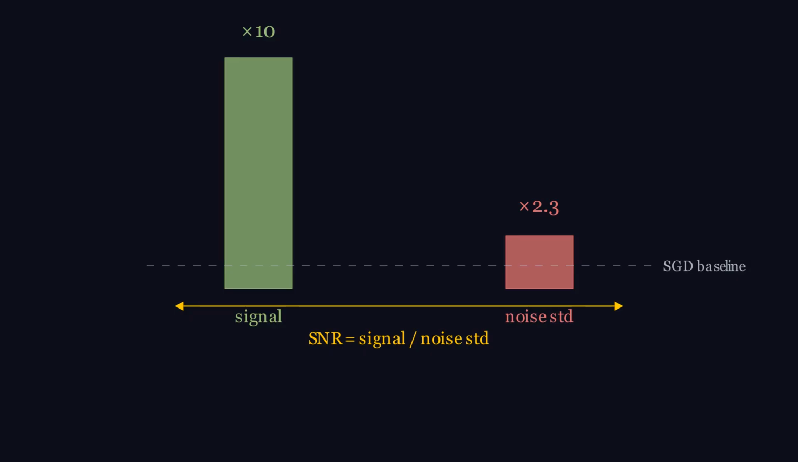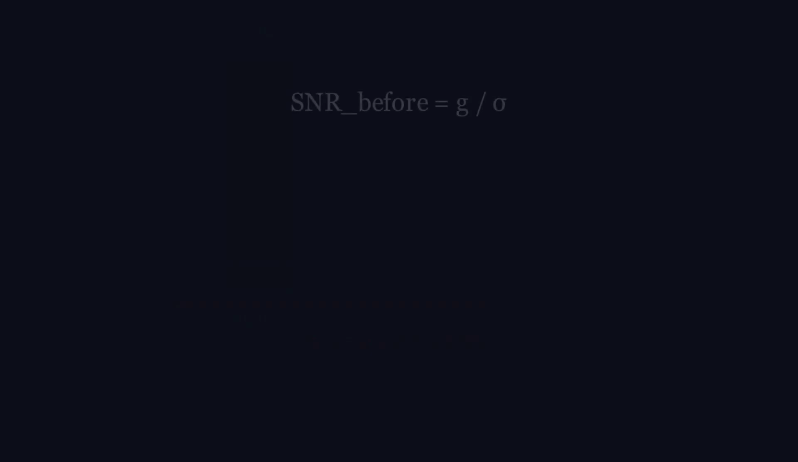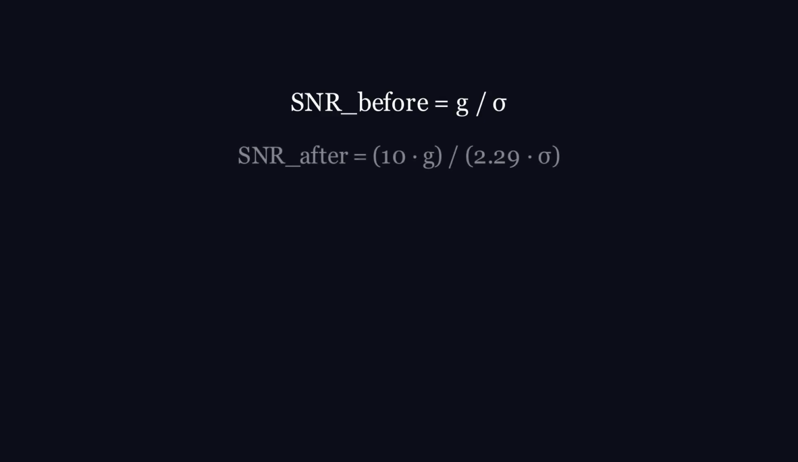What matters is not the absolute size of the noise, but how it compares to the signal riding on top of it. That comparison is the signal-to-noise ratio. Signal-to-noise ratio before momentum: signal magnitude G divided by noise standard deviation sigma. After momentum, signal is 10 times G, noise standard deviation is 2.3 times sigma. The SNR becomes 10G divided by 2.3 sigma, which is the original G over sigma multiplied by 10 over 2.3, roughly 4.4.